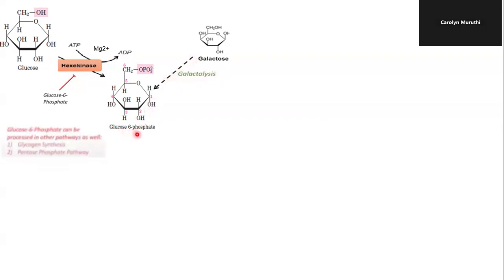The activity of the enzyme hexokinase requires magnesium ion as a cofactor. We also have glucokinase, which is found in the liver, but it has a lower affinity for glucose compared to hexokinase. High levels of glucose 6-phosphate inhibit the activities of hexokinase, and this is a feedback inhibition. We see that glucose 6-phosphate is also the entry point of galactose through the process of galactolysis, which involves various steps until we form glucose 6-phosphate.